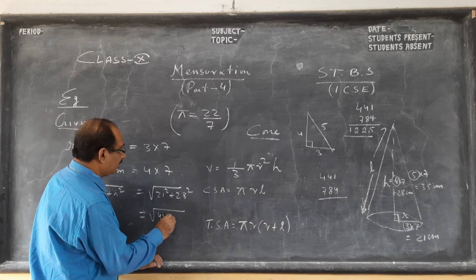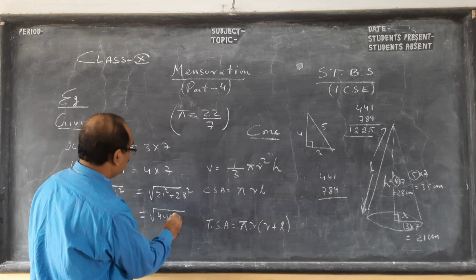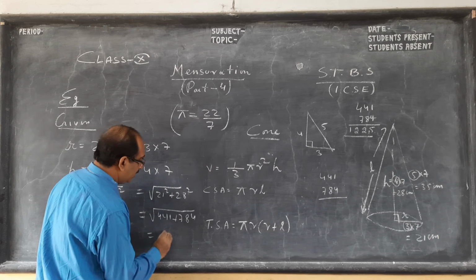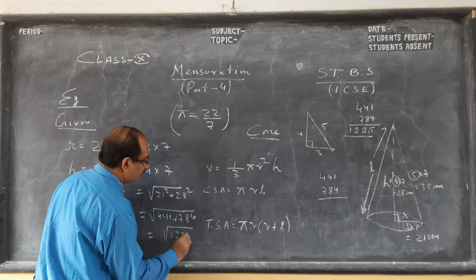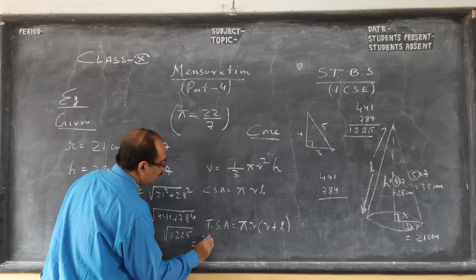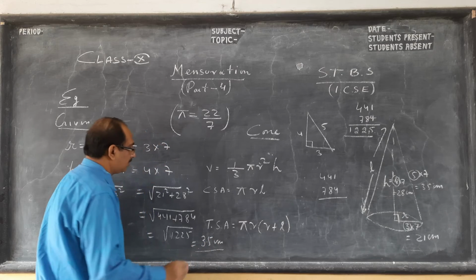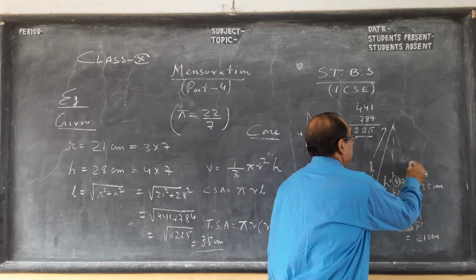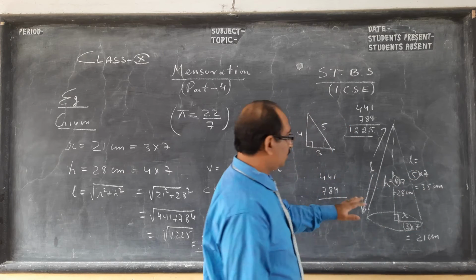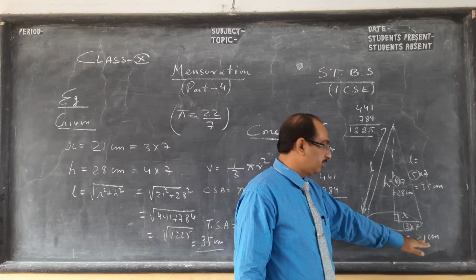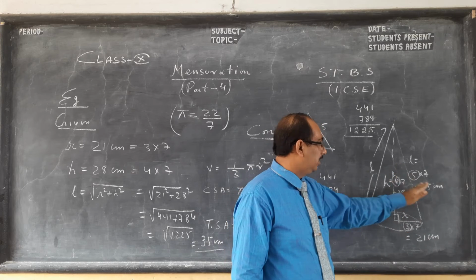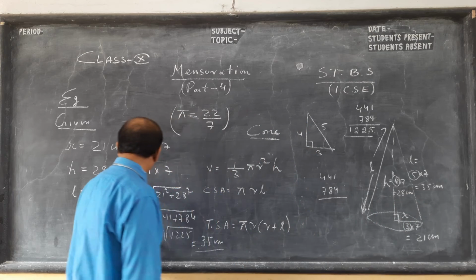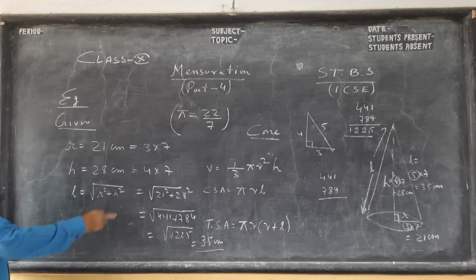So this is 441, and 28 square you will see is 784. Once you add, you will get root over 1225. This is your 35 centimeter. So my slant height, this side or this side, is 35 centimeter. Once more, radius was given 21, height was given 28, so this will become 35, the slant height, by using Pythagoras theorem. We have used Pythagoras theorem over here.